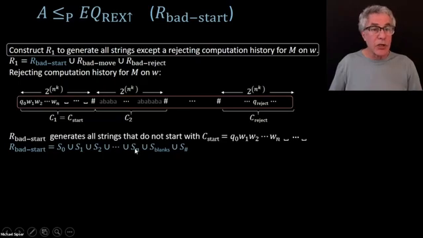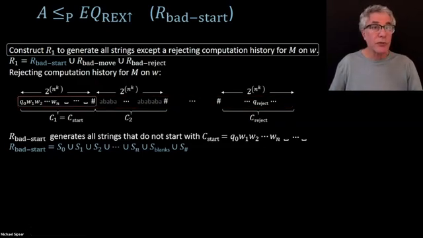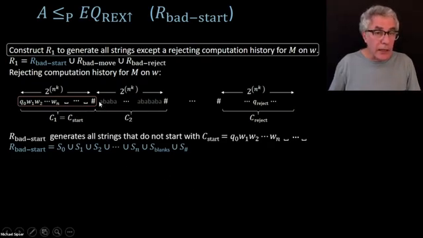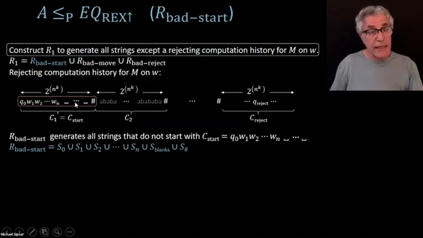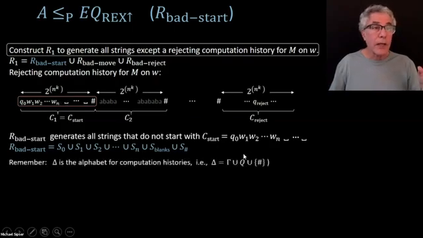Each one of these is going to be about one of those symbols being wrong in some particular place. So I'm going to show you what those look like. Right now, I'm going to focus on describing all strings except for this one, and all strings that start with something except for this one. Just remember, delta is the alphabet for the computation histories.